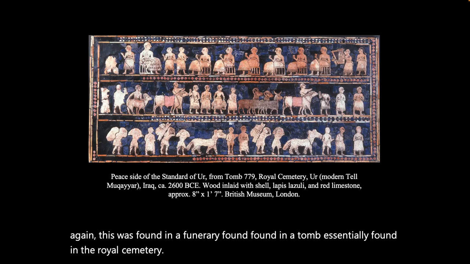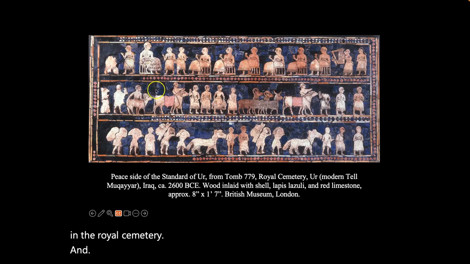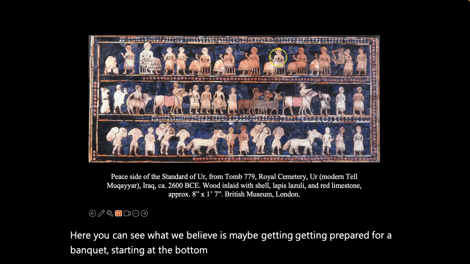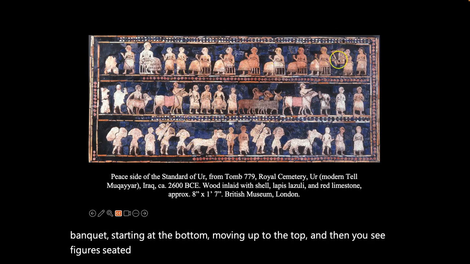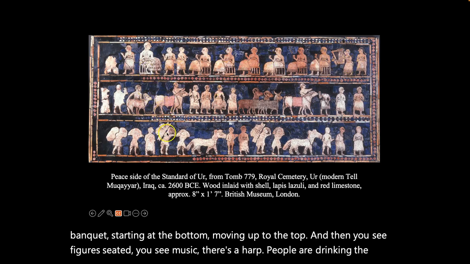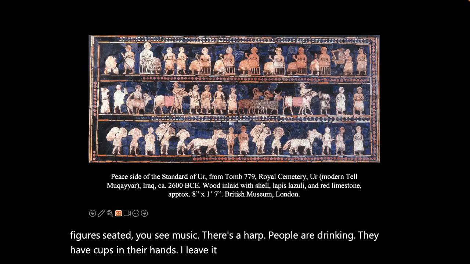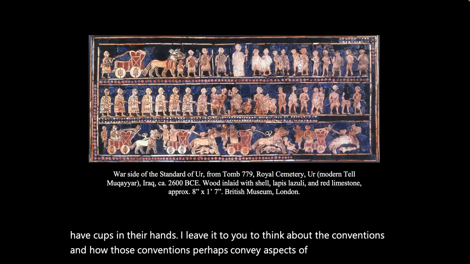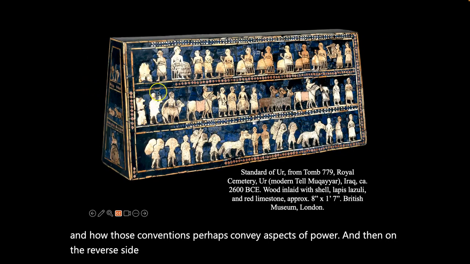Here you can see what we believe is maybe getting prepared for a banquet, starting at the bottom, moving up to the top, and then you see figures seated, you see music, there's a harp, people are drinking, they have cups in their hands. I leave it to you to think about the conventions and how those conventions perhaps convey aspects of power.